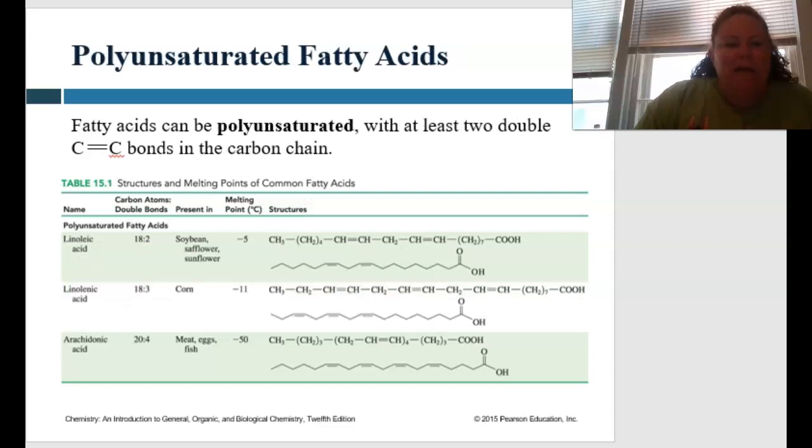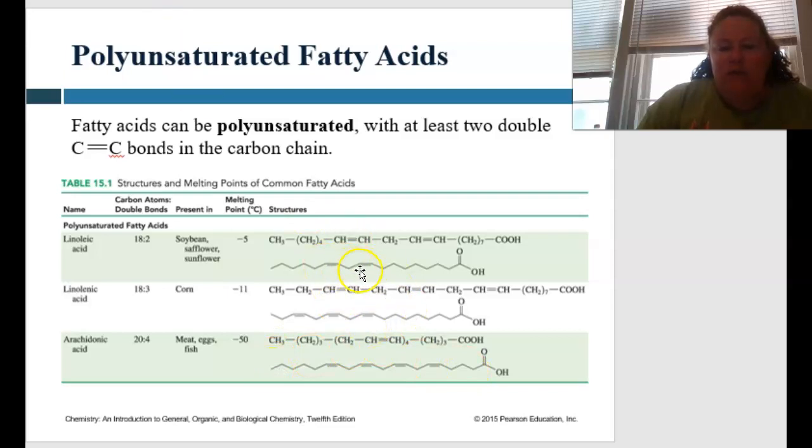Moving on to poly. Poly means more than one. So fatty acids can be polyunsaturated, and that means at least 2 double bonds. You see here, there's a double bond here and a double bond here. In this one, we have 1, 2, 3 double bonds. And in this one down here, we have 1, 2, 3, 4 double bonds. Okay, so just remember, look for those root words.